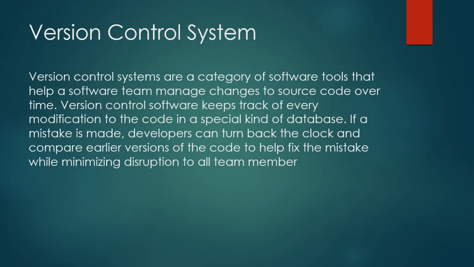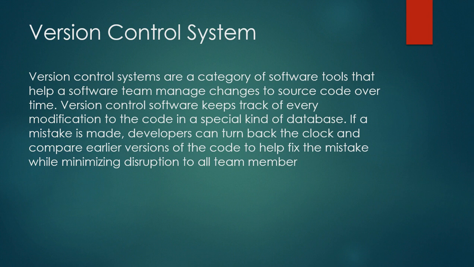So to remove all these chaos, version control system comes into play. So what version control system does? Version control systems are a category of software tools that help a software team manage changes to source code over time. Version control software keeps track of every modification to the code in a special kind of database. It keeps track of all our changes. If a mistake is made, developers can turn back the clock and compare earlier version of the code to help fix the mistake while minimizing disruption to all team members.